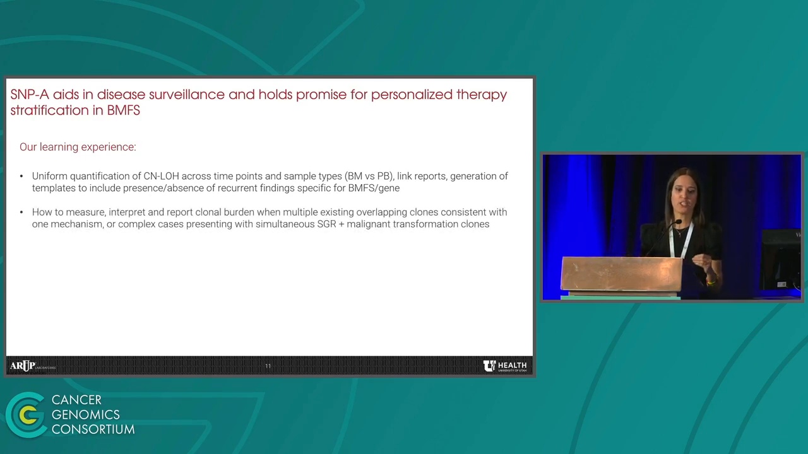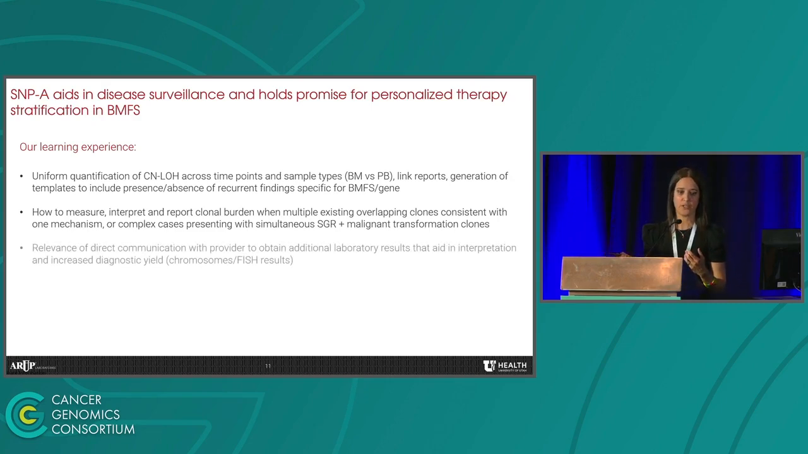How to measure, interpret, and report clonal burden when there are multiple overlapping clones that are consistent with one mechanism, but also when there are different clones, some of them indicative of malignant transformation or others of somatic genetic rescue. And finally, the relevance for us as a reference lab to communicate with the provider to get additional orthogonal testing. In some situations, having parallel FISH was very important for us to increase the diagnostic yield.